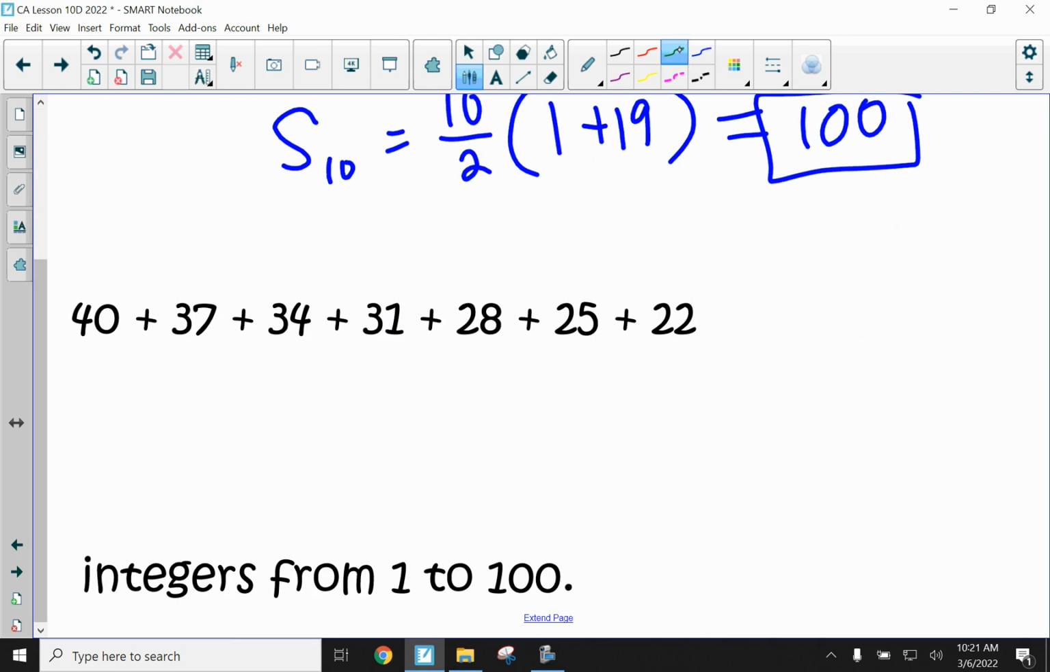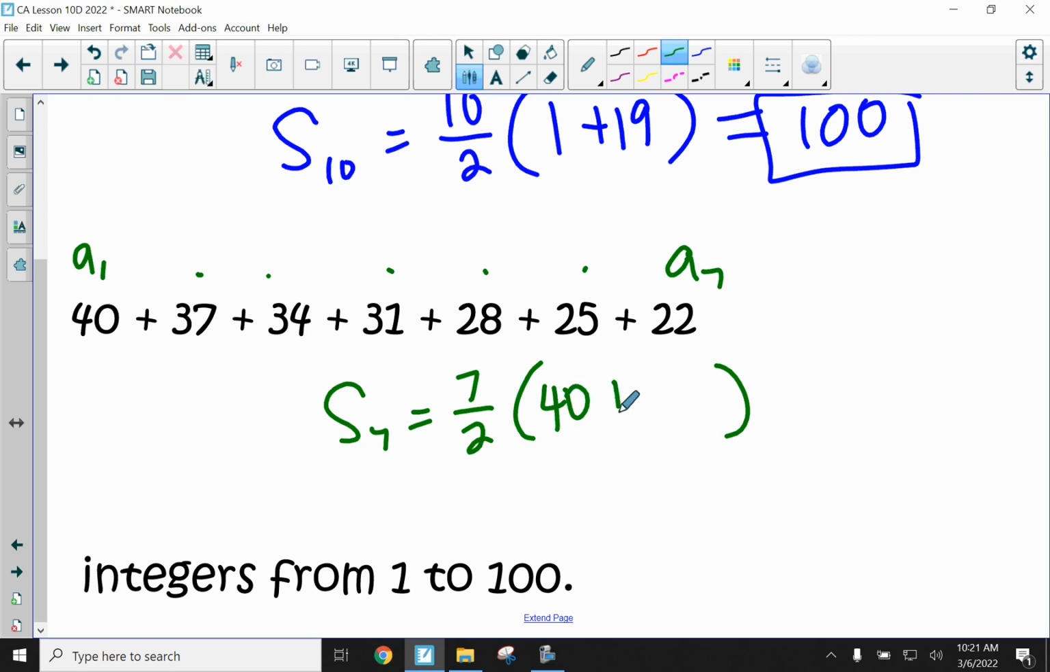Okay, next one. So this is A1, 2, 3, 4, 5, 6, 7. So this is A7. That means we want to find the sum of the 7 terms. It's going to be 7 divided by 2, and then we know the first term and the last term. So it's 40 plus 22. If you type all that in your calculator, you should get 217.